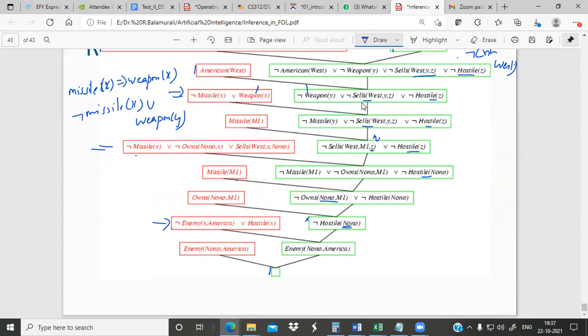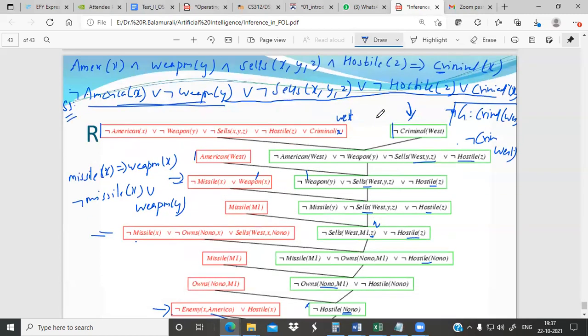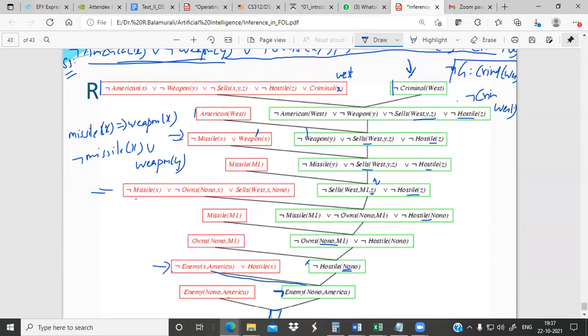So when these two things get cancelled out, we get a not here, because the same thing will come here. But as per our knowledge base, we have a statement which says that Nono is an enemy of America, while this statement says that Nono is not an enemy of America. Hence these two will be cancelled out and we get a null set. Now we are unable to prove that West is not a criminal, which means that West is a criminal. So that's it about inference in first order logic. Let us stop here. Thank you.